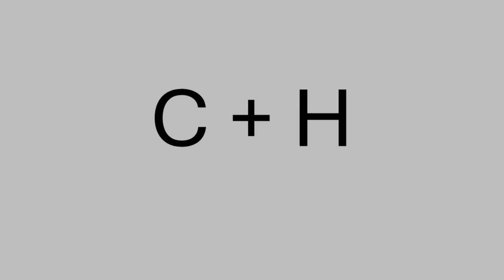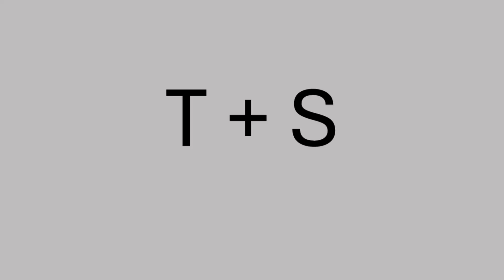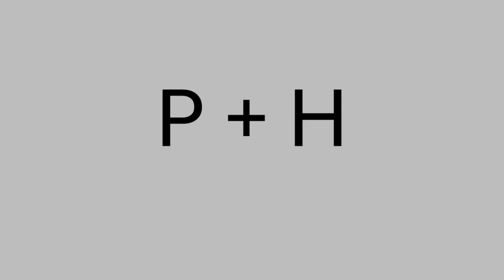If we take C and H, combine them together, you get ch. If we take T and S, combine them together, you get ts, as in tsunami. P and H make f, even though there's already an F in the alphabet. S and H, sh, and so forth. There's many examples.